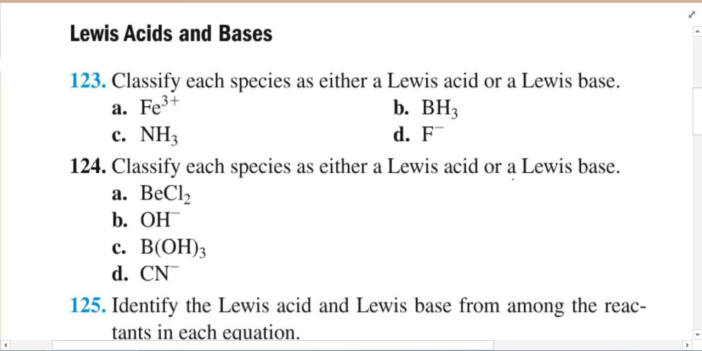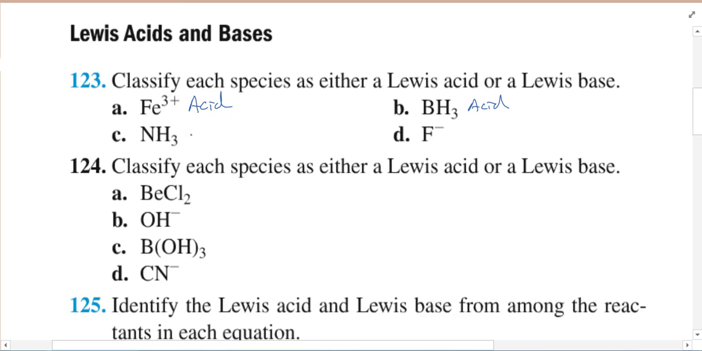123. Classify each species as a Lewis acid or base. Iron 3 plus. You got transition metal. Transition metal is very electron poor, so it wants electrons. I'm not going to donate electrons. It wants electrons. So therefore, it's going to be an electron pair acceptor. And an electron pair acceptor would be an acid. B here, BH3. Well, BH3 does not have much electrons to donate. It's also going to be a Lewis acid.